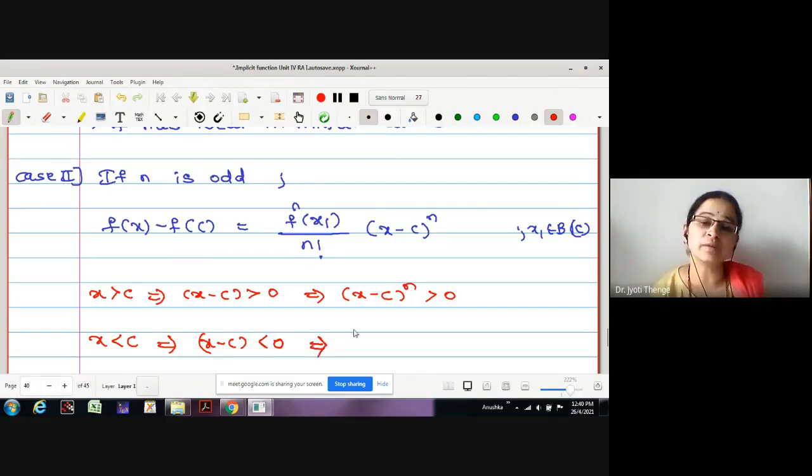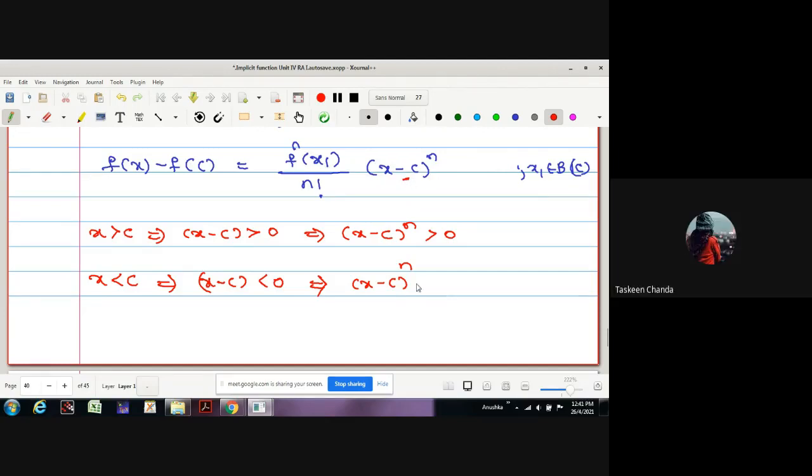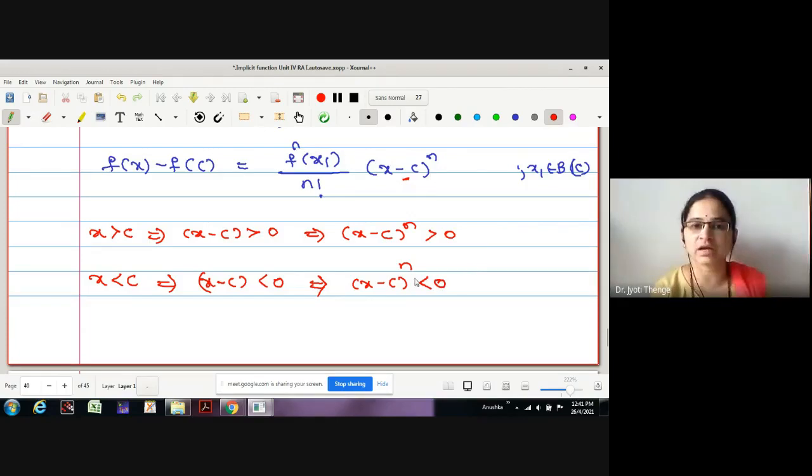Now tell me the nature of (x minus c) raised to n, n is odd. This term is negative. A negative raised to an odd number. Suppose this is minus 1, minus 1 raised to 3. Whether it is negative or positive? Negative. Therefore, this can be written as negative. Therefore, this nature totally depends upon the relation between x and c. Correct? Now we will discuss the possibility considering f^(n)(c) greater than 0 and f^(n)(c) less than 0. Right?